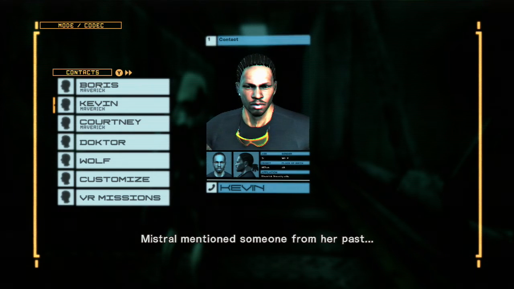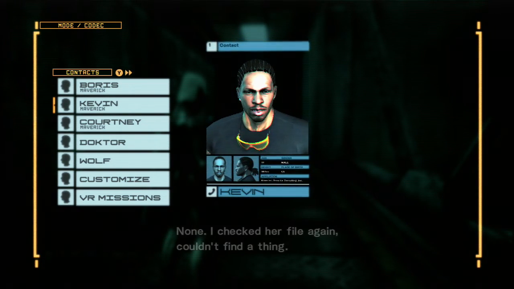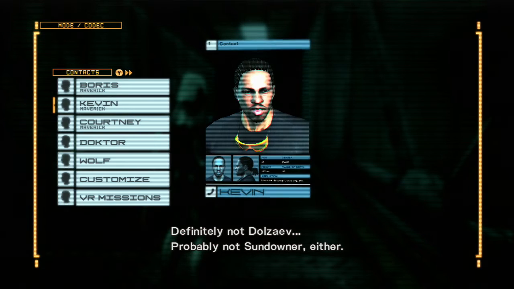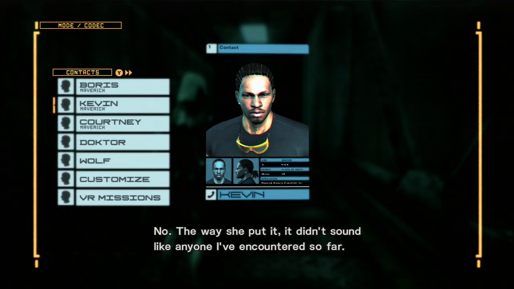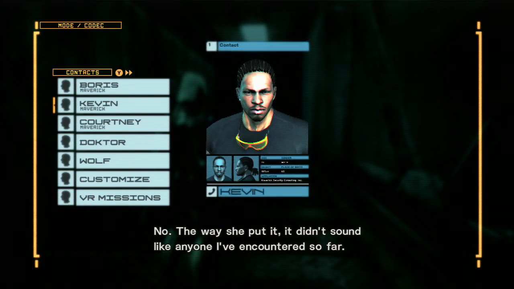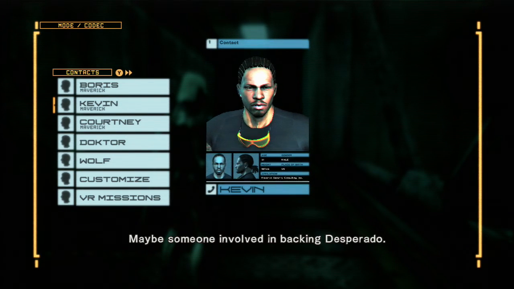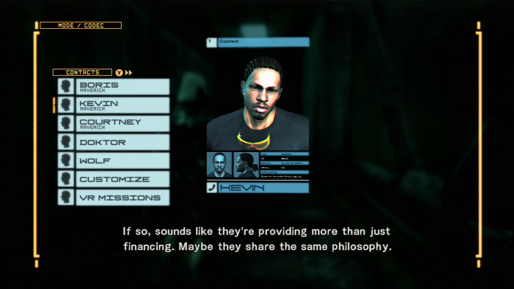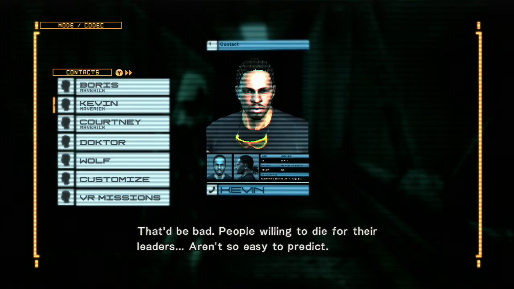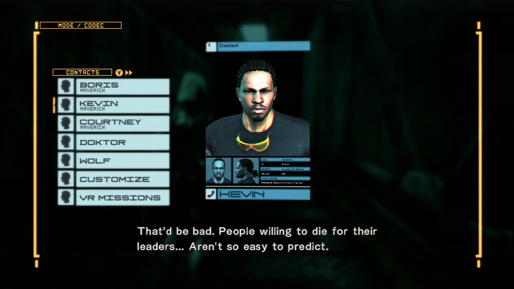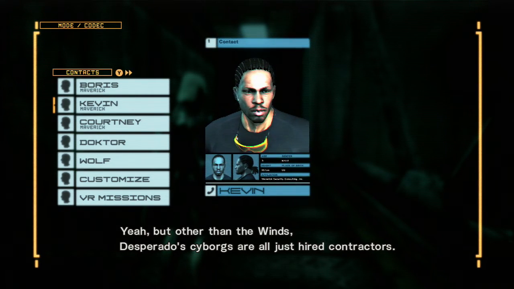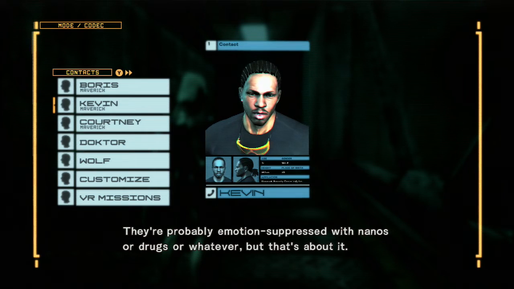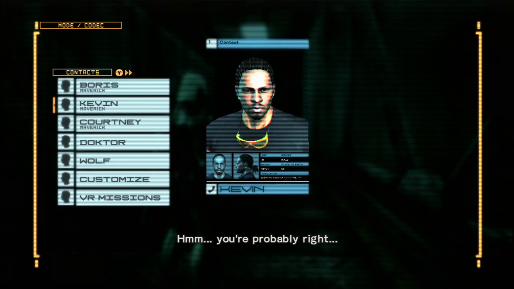Miss Trawl mentioned someone from her past. Any idea who that could have been? None. I checked her file again, couldn't find a thing. Definitely not Dolzaev. Probably not Sundowner either. No. The way she put it, it didn't sound like anyone I've encountered so far. Maybe someone involved in backing Desperado. If so, sounds like they're providing more than just financing. Maybe they share the same philosophy. That'd be bad. People willing to die for their leaders aren't so easy to predict. Yeah, but other than the wins, Desperado's cyborgs are all just hired contractors. They're probably emotion suppressed with nanos or drugs or whatever, but that's about it. You're probably right.